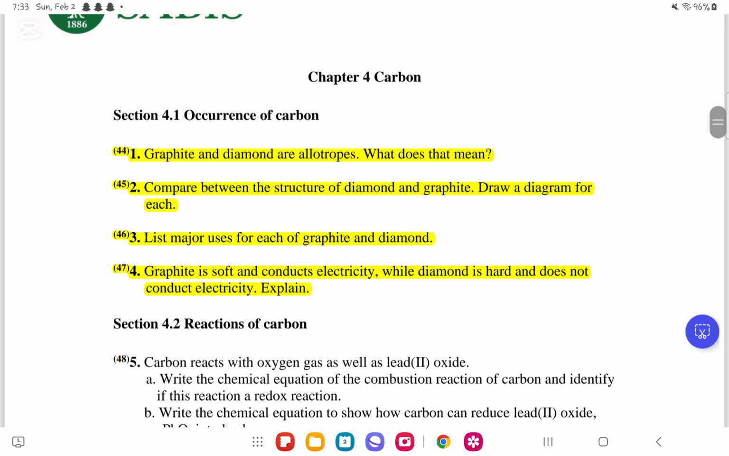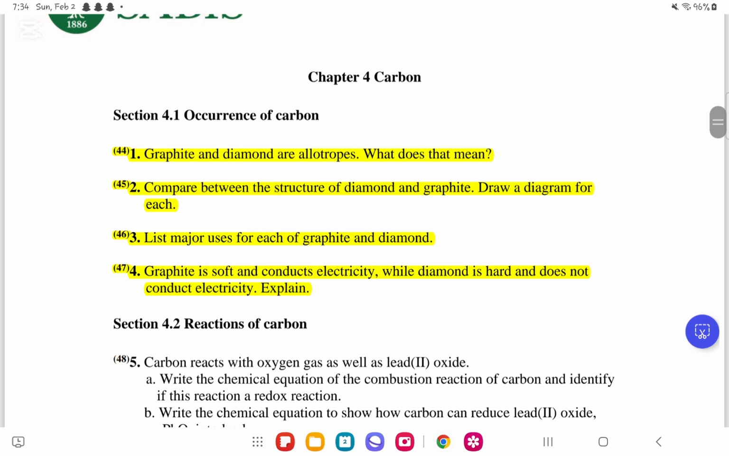So even though they're from the same element and the same physical state, meaning they're both made of carbon and they're both solids, they have different structures. As in diamond bonds to 4 carbons, whereas graphite only bonds to 3. Compare the structure of diamond and graphite, draw a diagram for each. So definitely I'm not gonna draw, I'm just gonna compare.